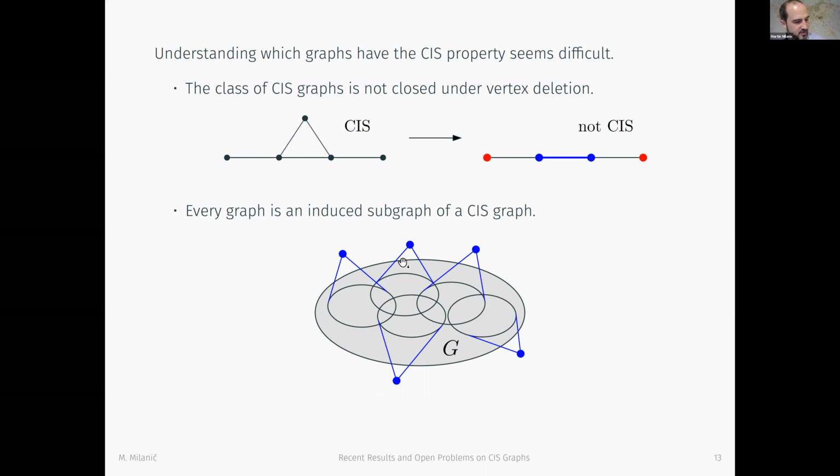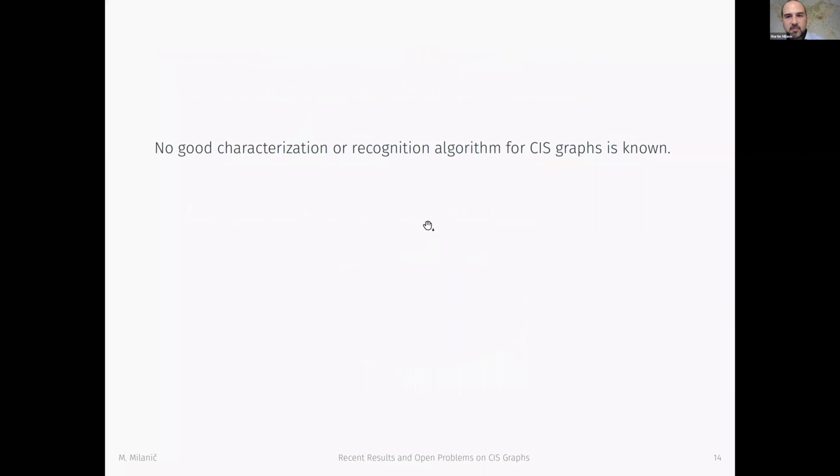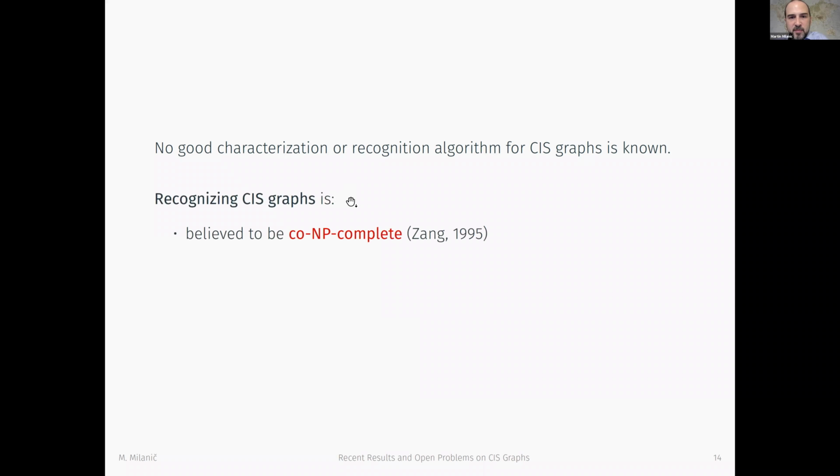So these are some possible reasons why it is not easy to understand CIS graphs. Usually when we have the property of being closed under vertex deletion, or at least that something is excluded, that can be helpful for understanding the structure, but here we cannot count on that. In fact, no good characterization or recognition algorithm for the CIS property is known, and I believe this is the main question in the area.